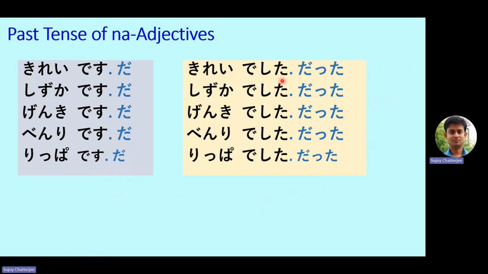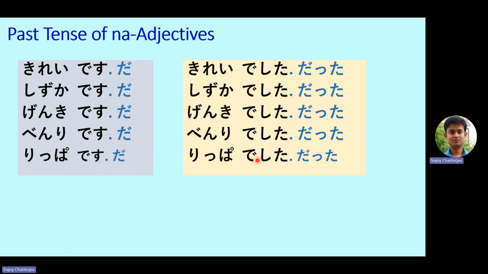So it doesn't become kirekatta or shizuka katta or something like that. No, because it's not an i-Adjective. It remains the same. Only the verb form is changed. So kirei desu becomes kirei deshita. Shizuka desu becomes shizuka deshita. Genki desu, genki deshita. Benri desu, benri deshita.